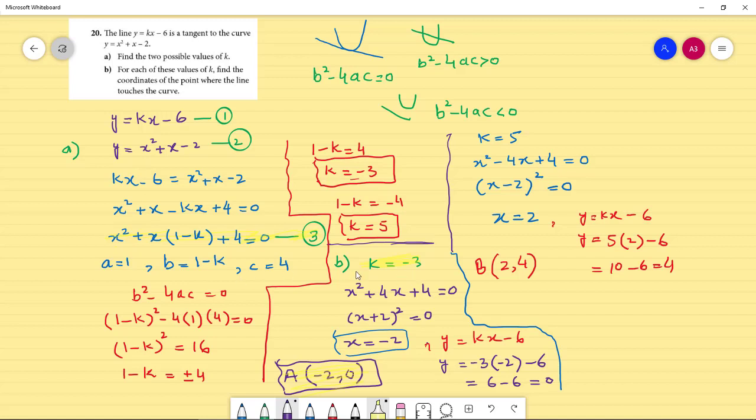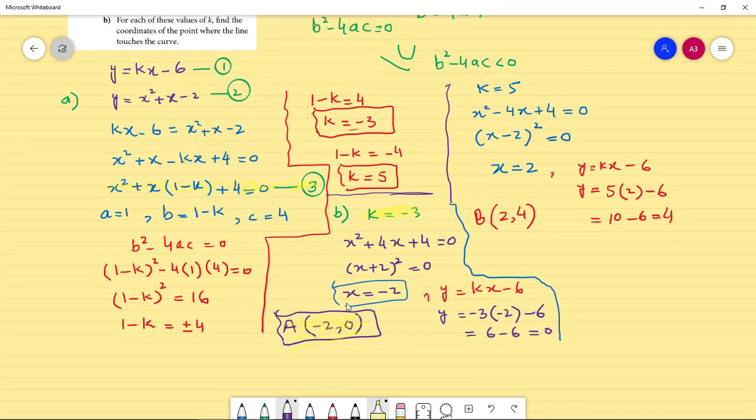So when we put k is equal to minus 3 in the third equation, this will become x squared plus 4x plus 4, (x plus 2) squared is equal to 0, x is equal to minus 2. Then put this value into equation number 1, y is equal to kx minus 6, and y will become 0. So the first point is minus 2 and 0 when k is equal to minus 3.